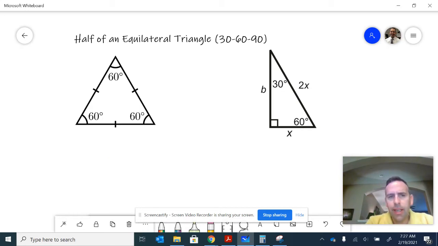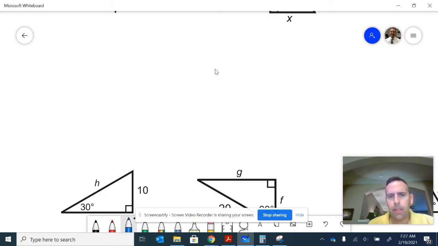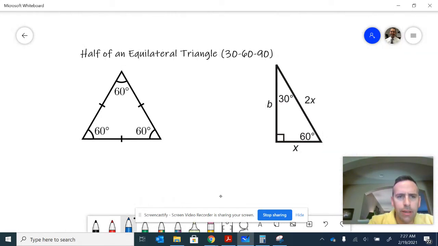The idea is that if we were to bisect this triangle, and it doesn't matter which way you bisect it, I'll bisect it from the top angle down like that. What you get are two equivalent angles that are 30 and 30 degrees on each side.